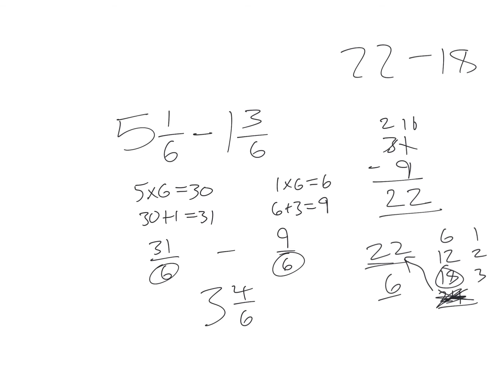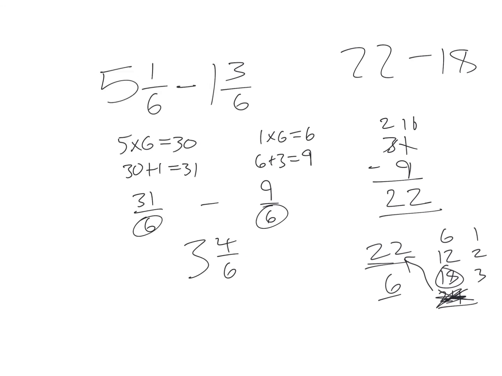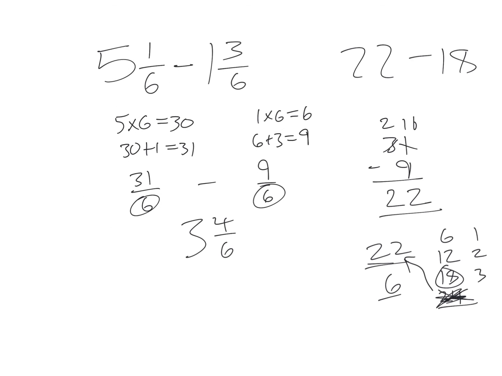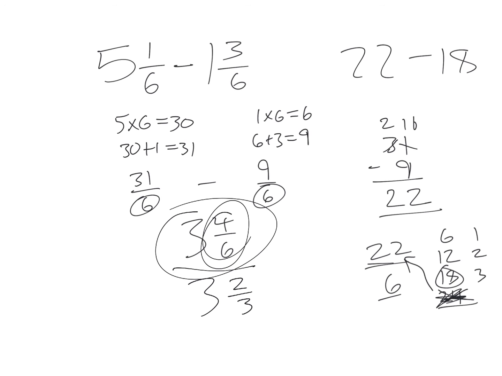But I'm not done, am I? No, I'm not. Right? I've got to get this 4/6 simplified. I can simplify 4/6 down to 2/3. I divide them both by 2, and that gives me 2/3, and that's as small as I can go. So if you get 3 and 4/6, you're in the right ballpark. But remember, we always have to check our fraction and see if it can be simplified. Okay?